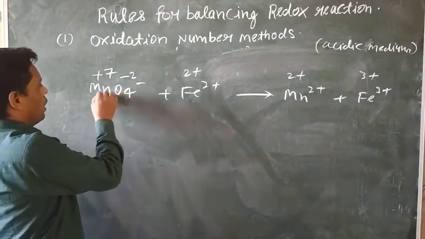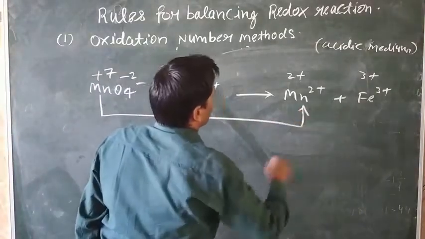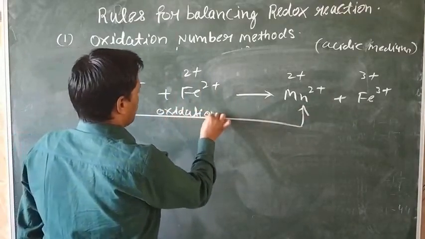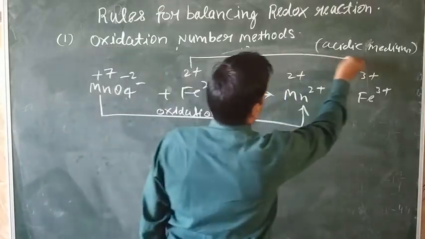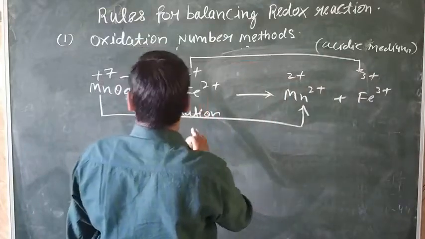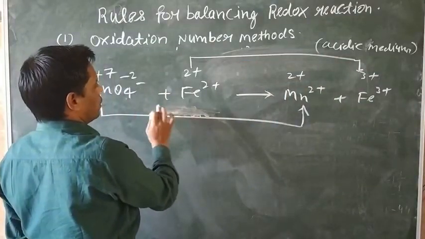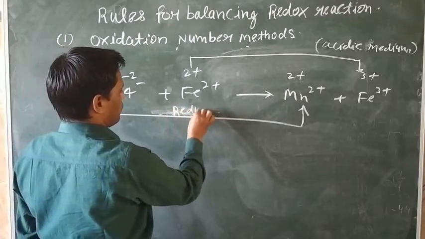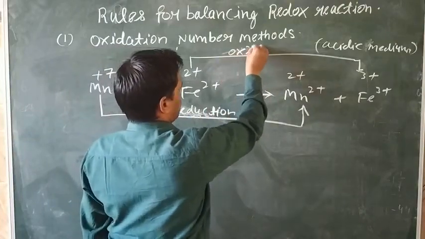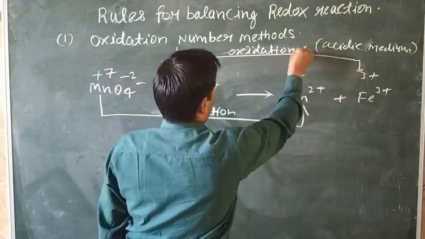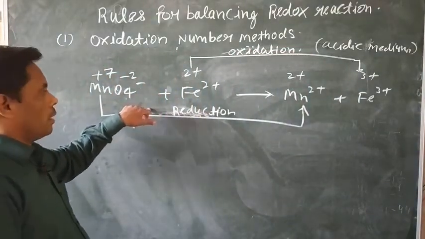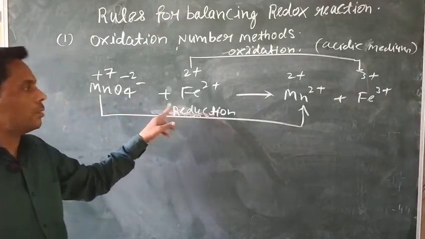Here, the Mn atom goes from +7 to +2, a decrease in oxidation number, so it undergoes reduction. In the other case, Fe2+ goes to Fe3+, which is an increase in oxidation number, so it undergoes oxidation. After assigning the oxidation number of each atom in the unbalanced skeletal reaction, we can find which element undergoes oxidation and which undergoes reduction.